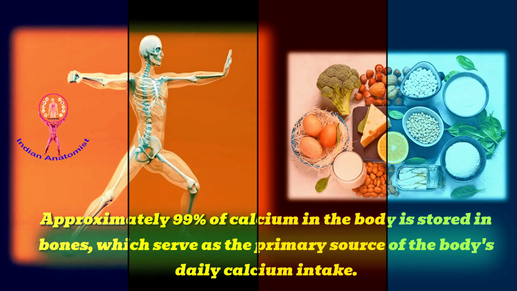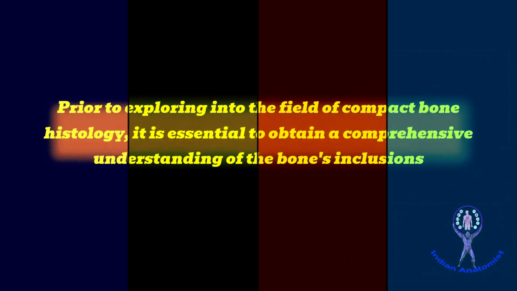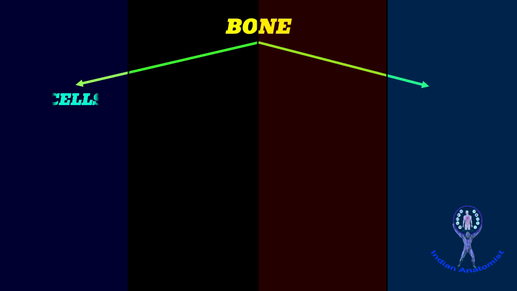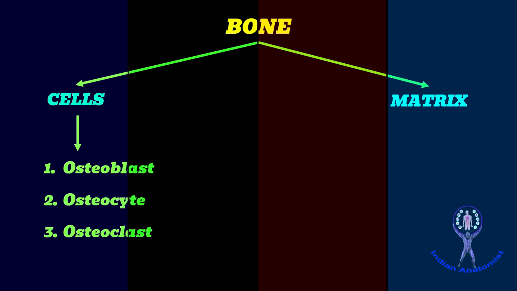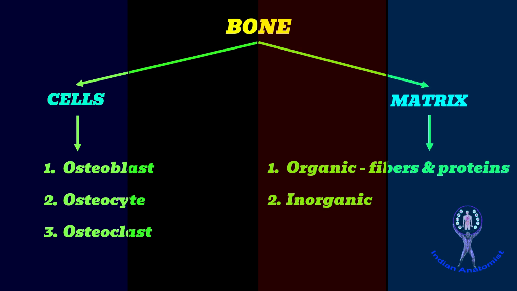Approximately 99% of calcium in the body is stored in the bones, which serves as a primary source of the body's daily calcium intake. Prior to delving into the histology of bone, it is essential to obtain a comprehensive understanding of the bone's inclusions. Bone includes cells and matrix. The cells of bone comprise osteoblasts, osteocytes, and osteoclasts, whereas the matrix includes the organic and inorganic substances.